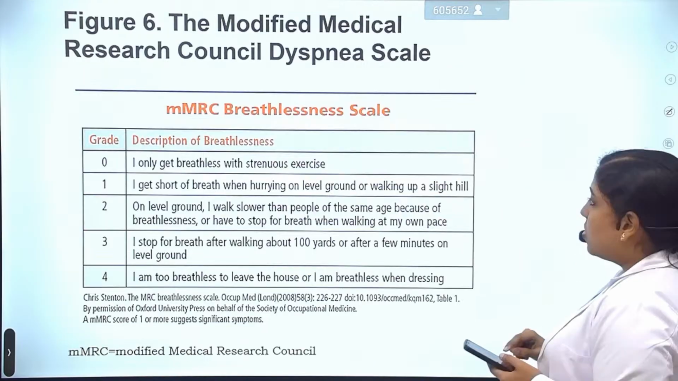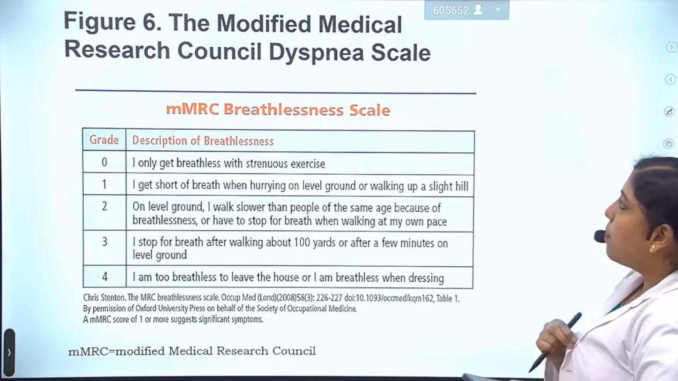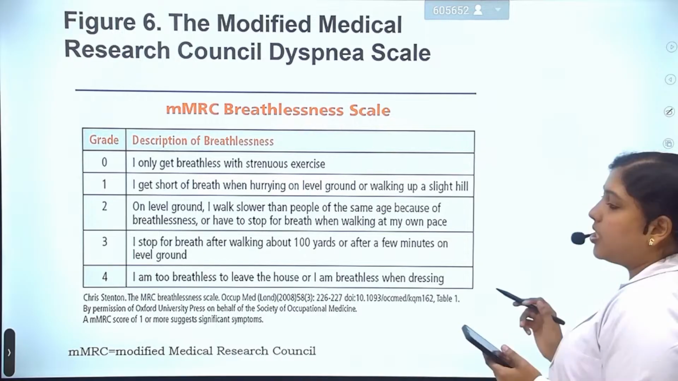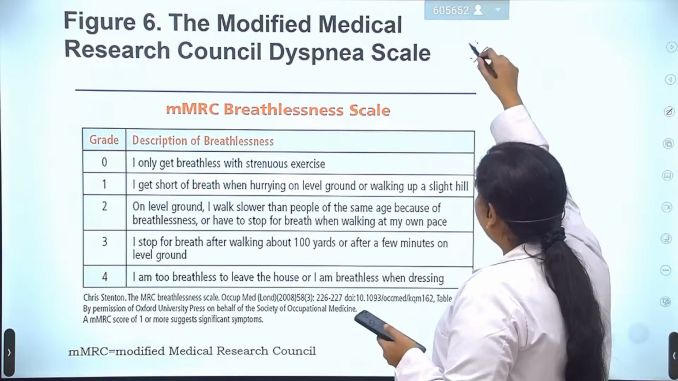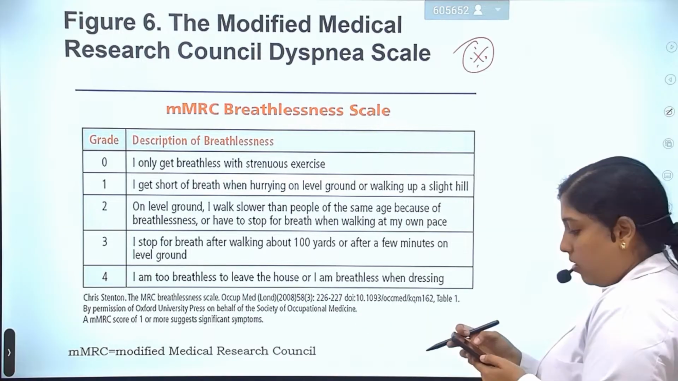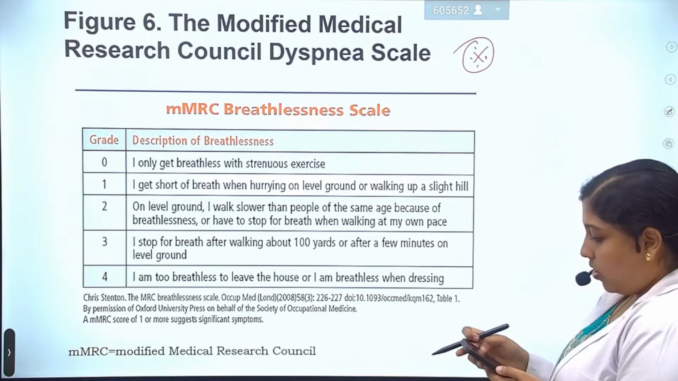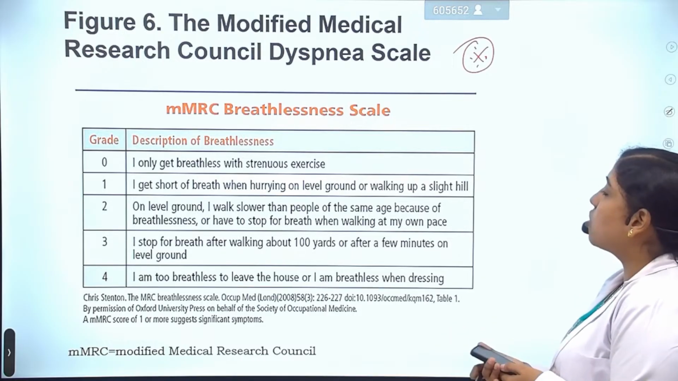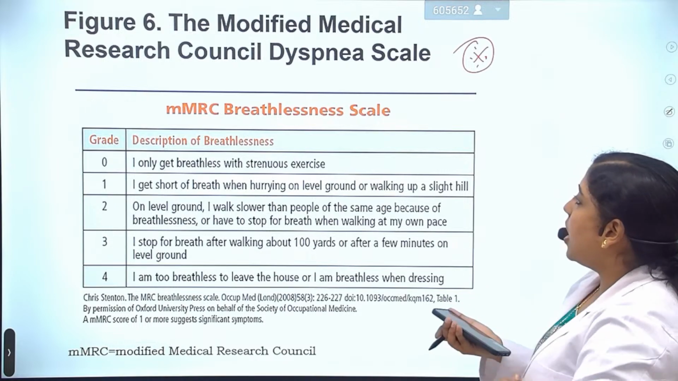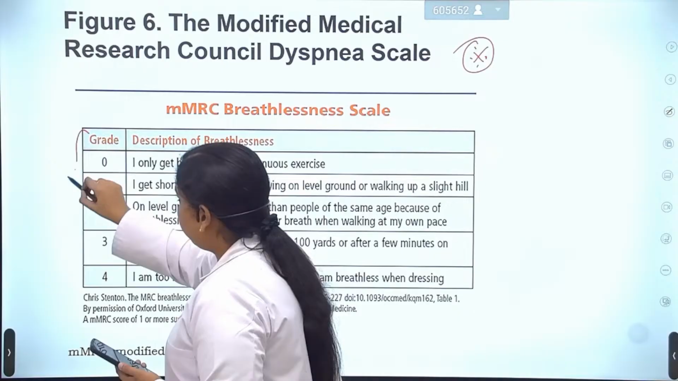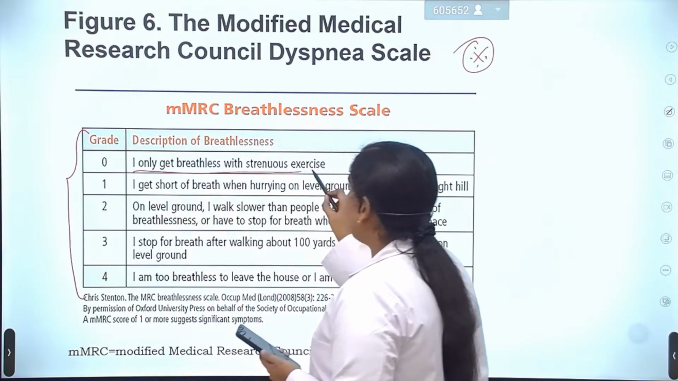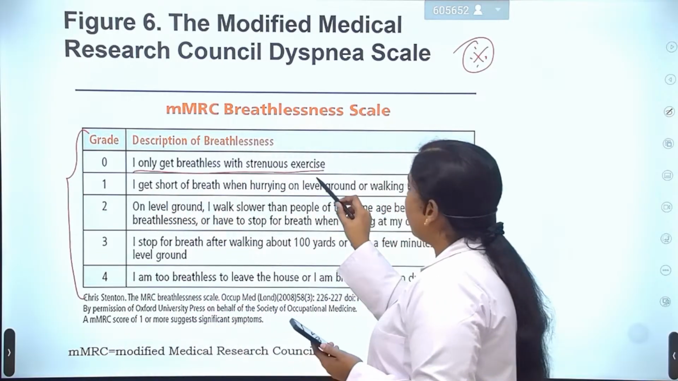So next we have the Modified Medical Research Council dyspnea scale, the most important scale. That is the MMRC breathlessness scale. It is graded from 0 to 4. Grade 0: I only get breathlessness with strenuous exercise.